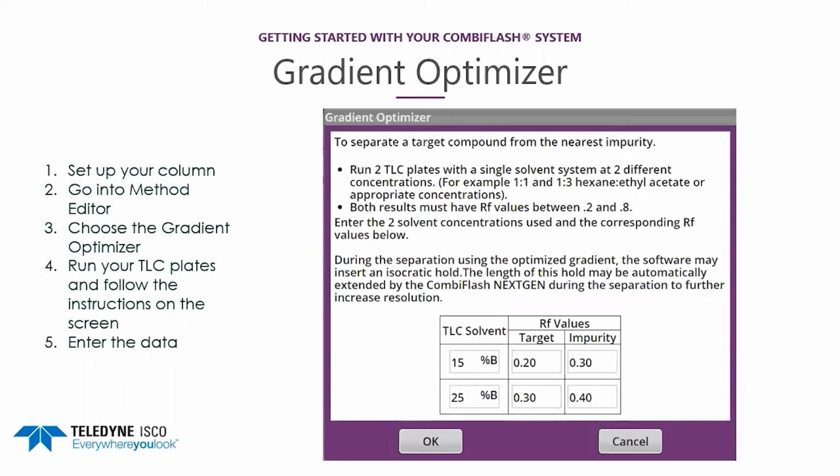The target is the compound that you want to purify. The impurity is the spot closest to the desired compound on your TLC plate. It can be above or below the desired compound on the plate. It just needs to be the closest spot. We can ignore all of the other spots because we can purify them, but they are not important. You're choosing a compound that you synthesized and you wish to purify.